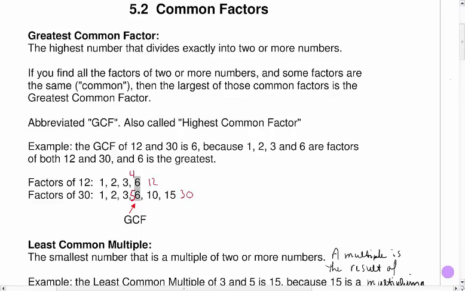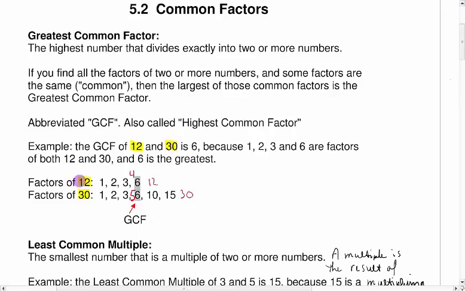to work them out. So the greatest common factor then is the highest number that divides evenly into two or more numbers. We abbreviate it as GCF, greatest common factor, and we can also call it the highest common factor. In our example, we're going to find the GCF of 12 and 30, and we're going to do that by listing the factors of 12 and 30. And that means those numbers that divide evenly into 12 and divide evenly into 30.